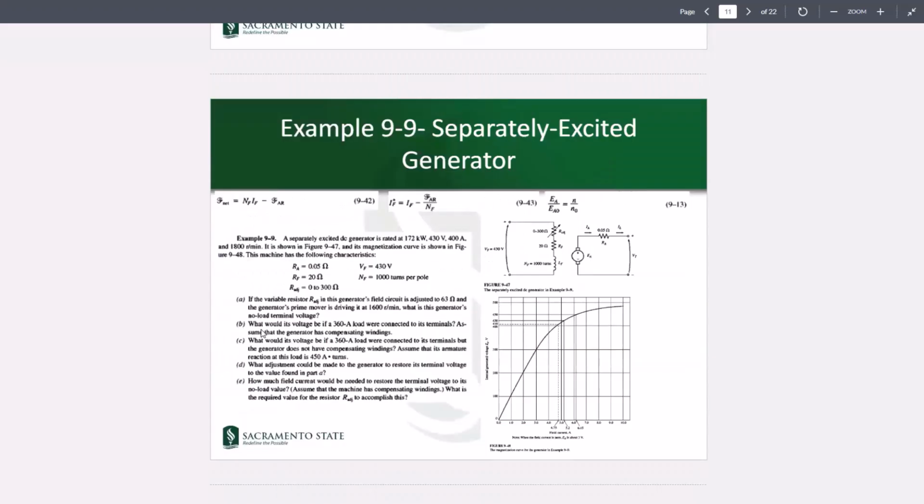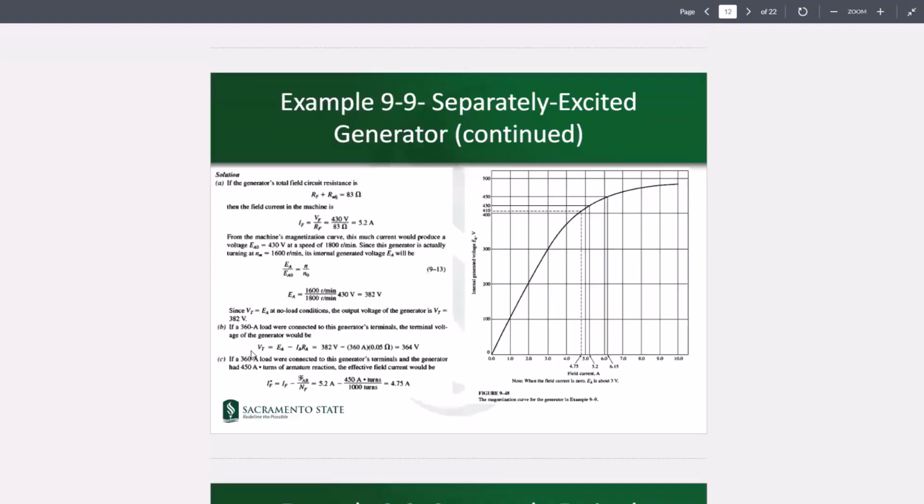In part B, we wanted to know what the voltage would be if a 360 amp load were connected to the terminals, assuming that the generator has compensating windings. When the generator has compensating windings, it means that there is no armature reaction. So for part B, we could use the characteristic as is. VT is equal to EA minus RA IA, which would give us 364 volts in these conditions.